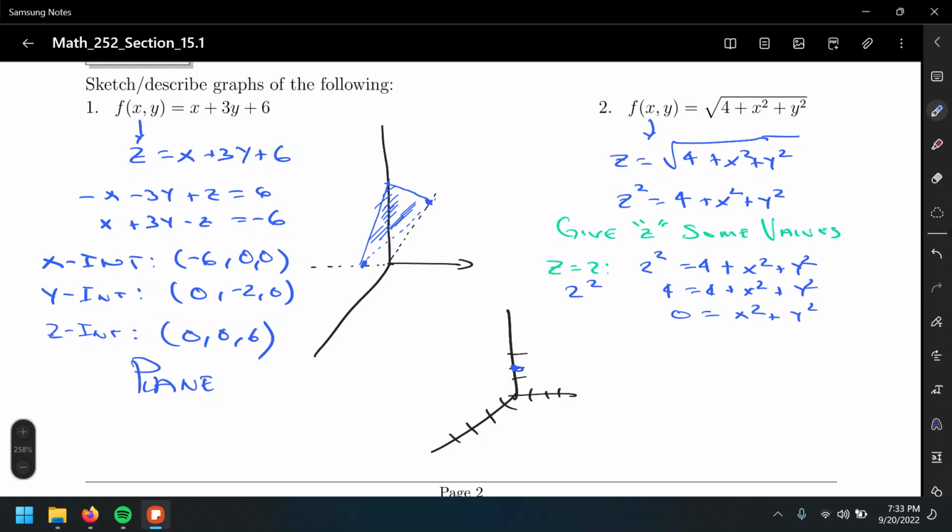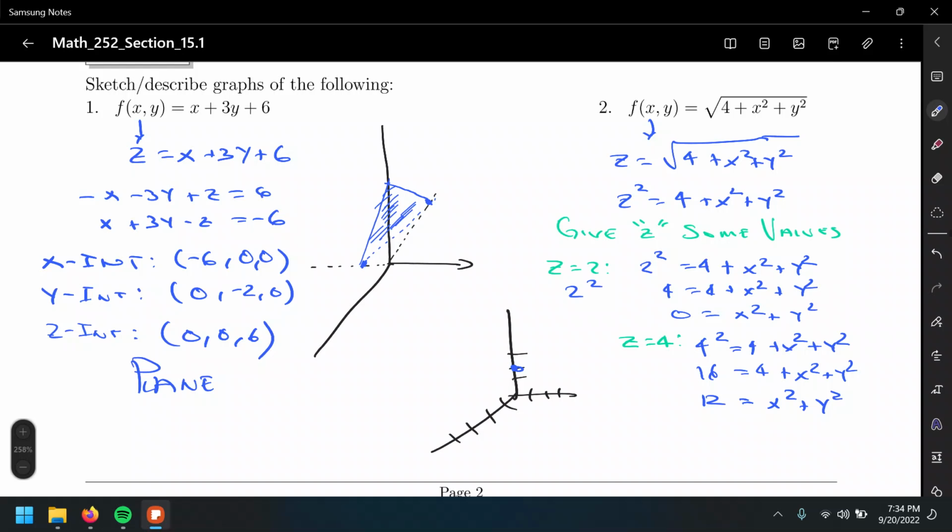Now for another value, for example, z equals 4. For z equals 4, that's going to be 4 squared equals 4 plus x squared plus y squared. So that's going to be 16 equals 4 plus x squared plus y squared. Alright, so 16 minus 4, I believe that's going to be 12 equals x squared plus y squared. Now, if we recognize this equation, what do we have? x squared plus y squared, and the coefficients of both x and y are the same. That has to be a circle.